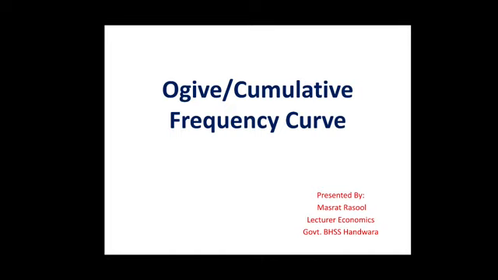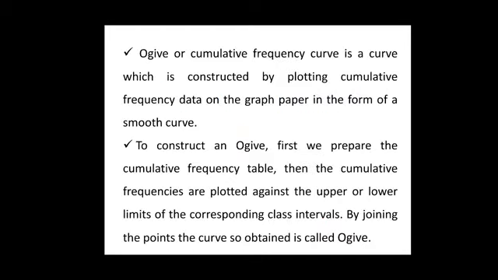In today's lecture, we will discuss one more form of frequency diagrams, which is the cumulative frequency curve, which is also known as Ogive. Dear students, Ogive or cumulative frequency curve is a curve which is constructed by plotting cumulative frequency data on the graph paper in the form of a smooth curve. This type of curve is constructed on the basis of cumulative frequencies.